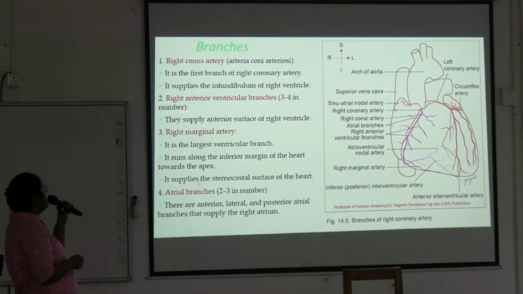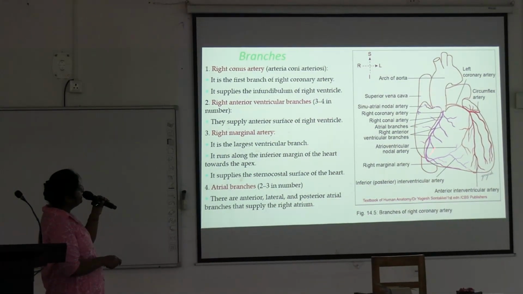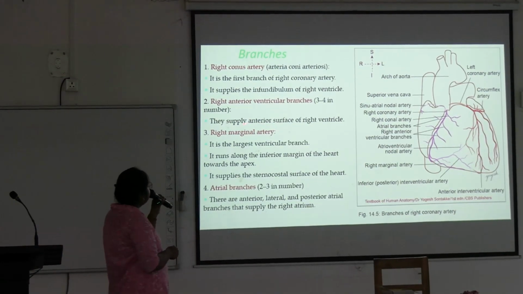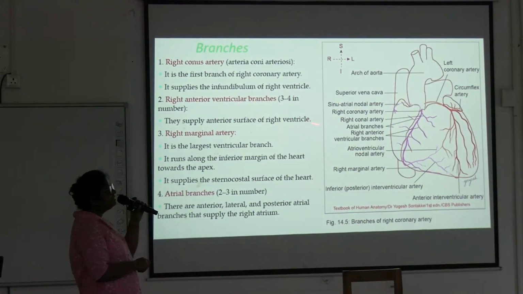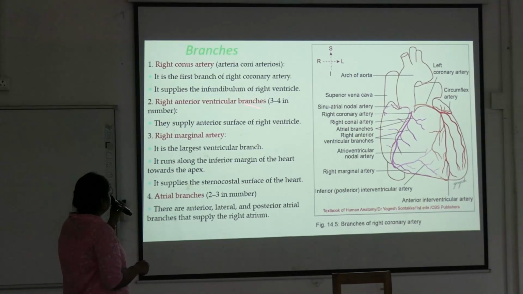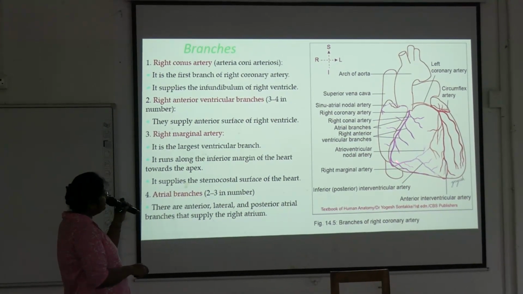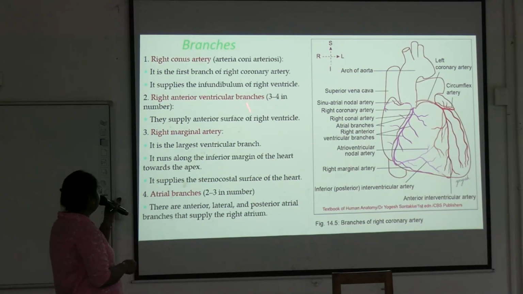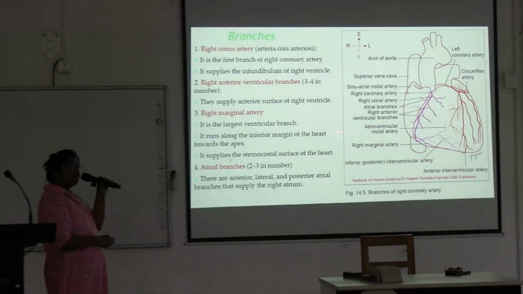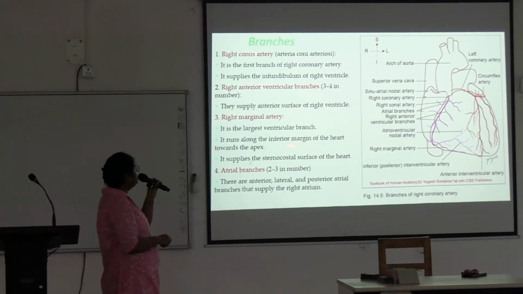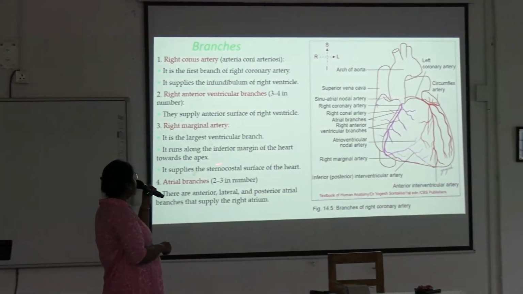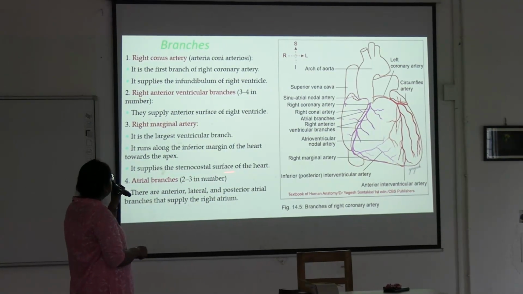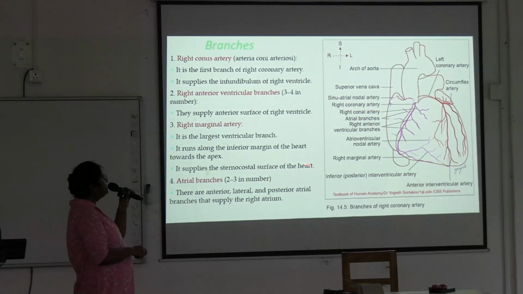And then the right anterior ventricular branches. These are the right anterior ventricular branches. They supply the anterior surface of the right ventricle. Then the right marginal artery, here near the inferior border. Here is the right marginal artery. It is the largest ventricular branch, runs along the inferior margin of the heart and goes towards the apex of the heart. And it supplies the sternocostal surface of the heart.